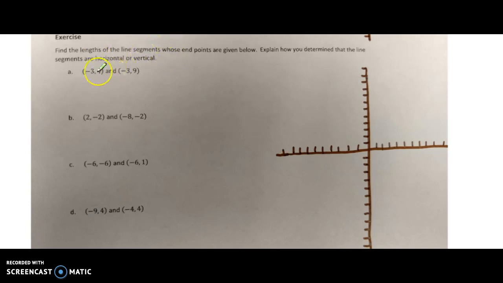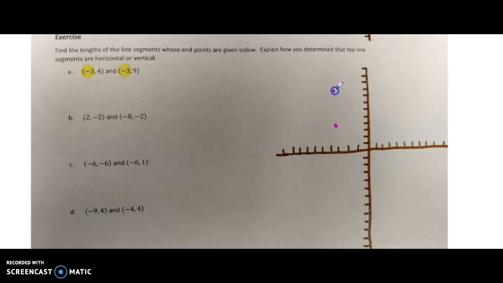So let me start with this first one, (-3, 4) and (-3, 9). So I'm noticing here that my x coordinates are the same, but my y coordinates are different. If I were to plot those points, here's how they would look. (-3, 4), so over -3, 1, 2, 3, 4, about right here. And (-3, 9), so let me keep counting up. 5, 6, 7, 8, 9, all the way up here.